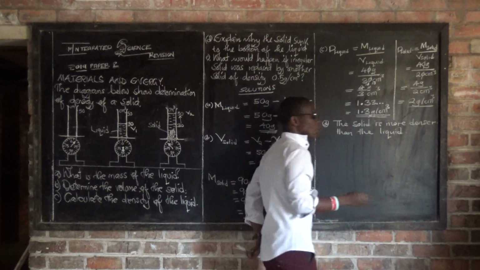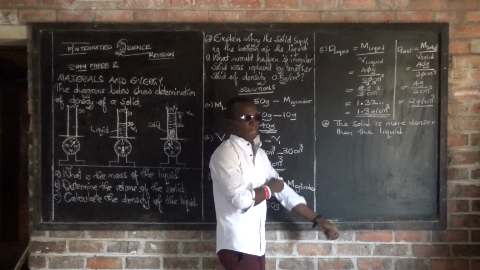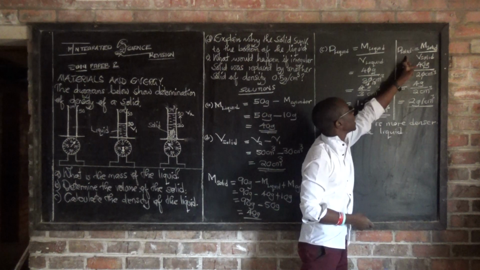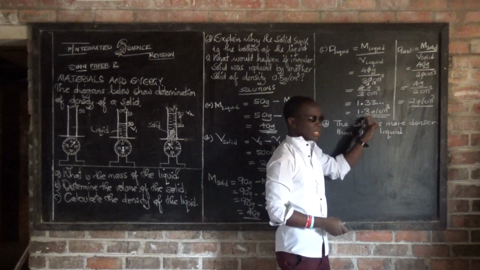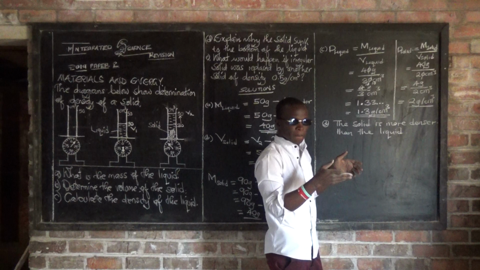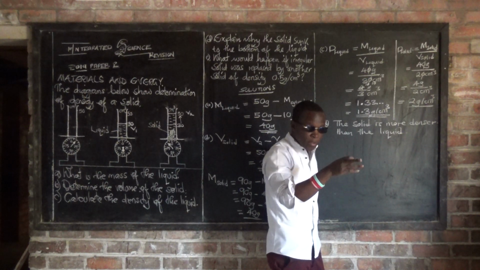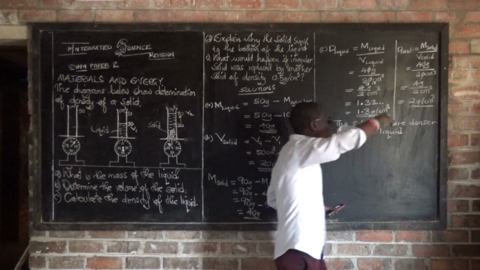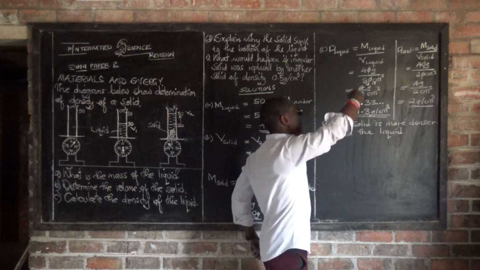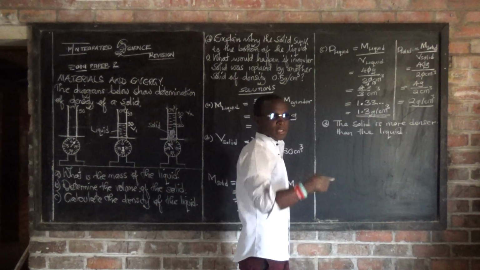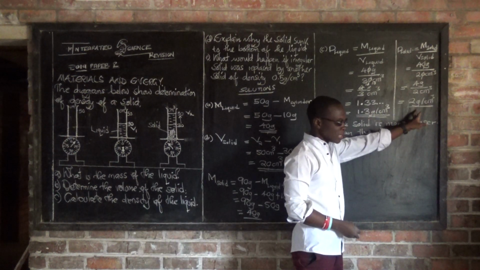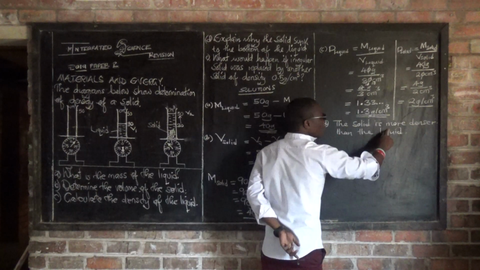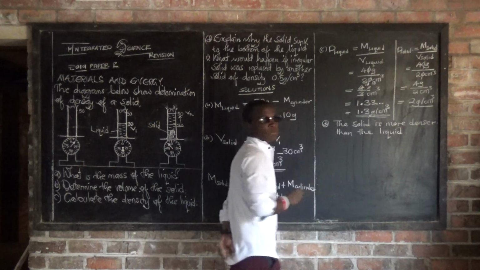So guys, let us now compare these two. Which density is bigger than the other, between the density of the solid and the density of the liquid? The density of the solid. Are we together? Yes. So the solid has more density than the liquid. No wonder it sinks. Yes, it has more density than the liquid. No wonder I was saying the solid is more dense than the liquid. You've proven it, right? Yes.